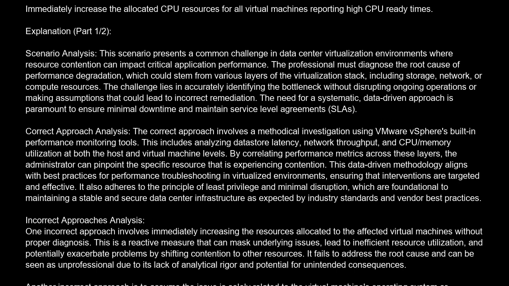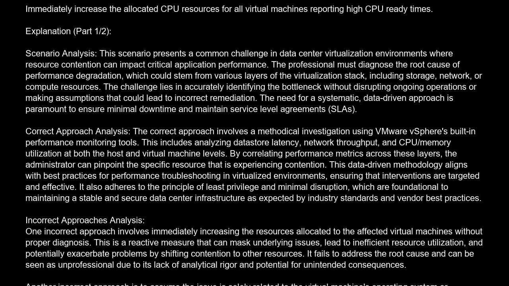Correct approach analysis. The correct approach involves a methodical investigation using VMware vSphere's built-in performance monitoring tools. This includes analyzing data store latency, network throughput, and CPU/memory utilization at both the host and virtual machine levels. By correlating performance metrics across these layers, the administrator can pinpoint the specific resource that is experiencing contention.